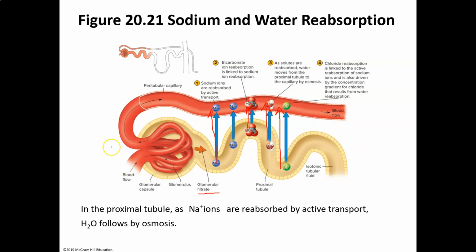There's a statistic. It's not on this slide, but about 60 to 70% of the sodium that is in the glomerular filtrate ends up back in the blood. 60 to 70% of the water ends up back in the blood. Most of these things end up back in the blood right here.